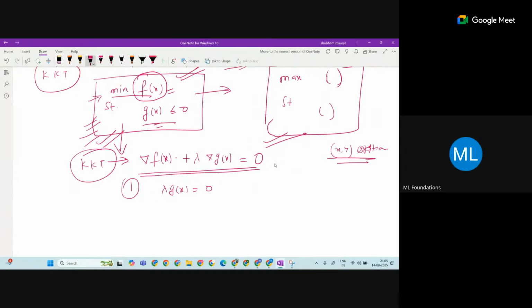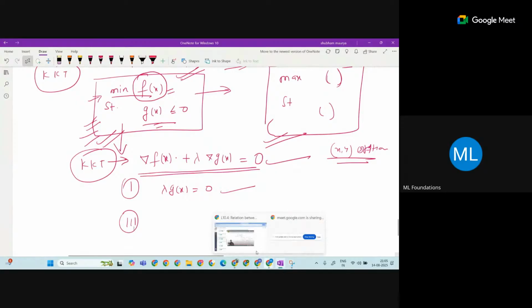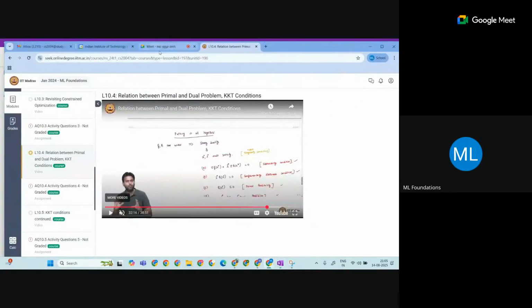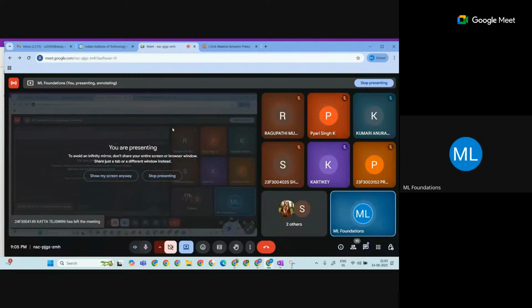So this is called stationary. This is called slackness. Then the third one is the primal feasibility. The second one is, the fourth one is dual feasibility.